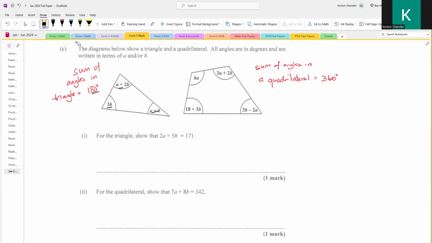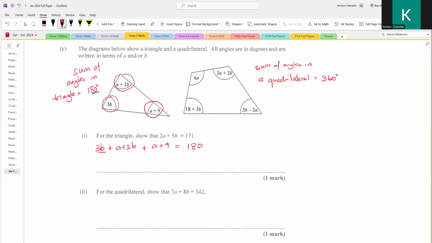Right. So we go in, we use the property that the sum of angles in a triangle is 180. So basically this angle plus this angle plus this angle, if I add all of these up, 3b plus a plus 2b plus a plus 9, those are the triangles. All of them added together is 180.